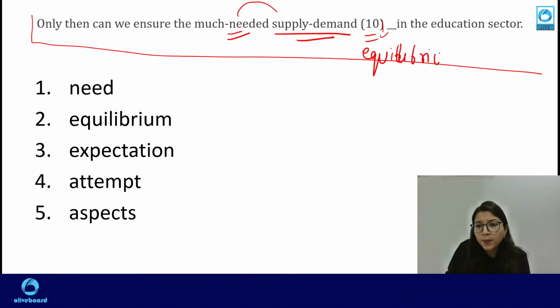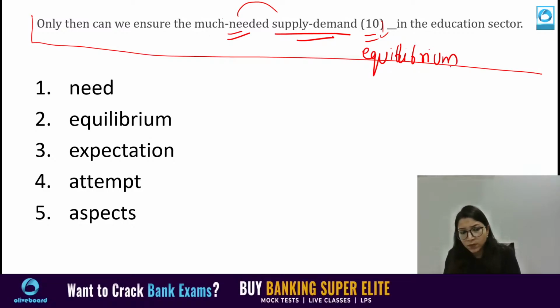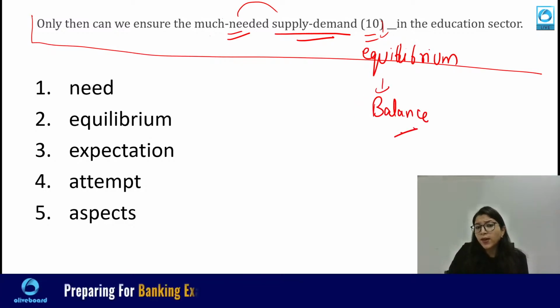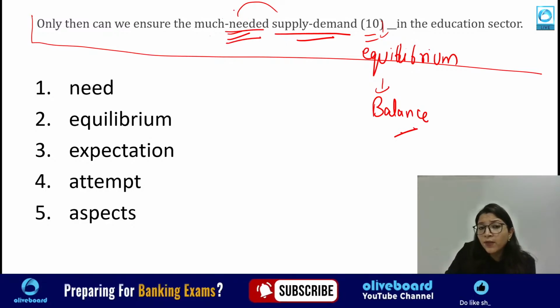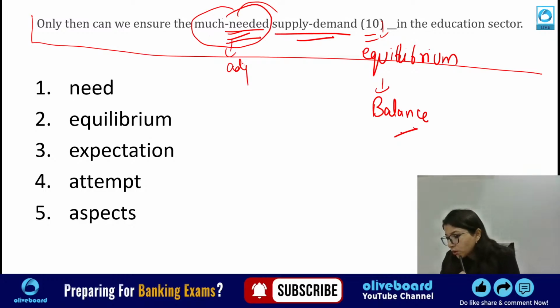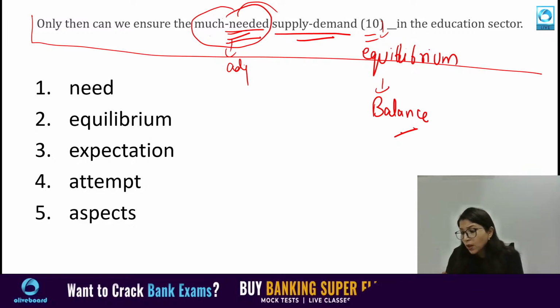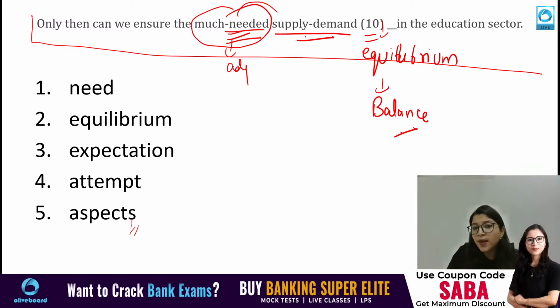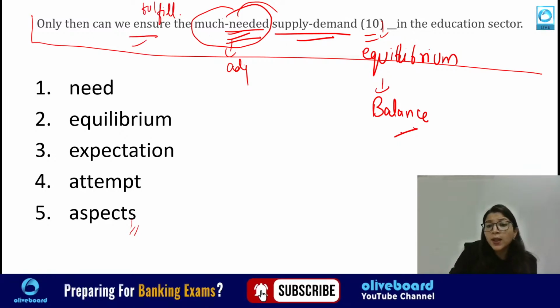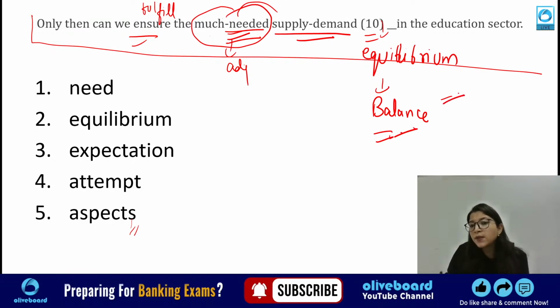Equilibrium. Aspects, no. Simple, we are talking about balance in the education sector. And since the word needed is already given here, much needed, it is already used as an adjective. So need cannot be used. Clear to everyone? Where is the sense of aspects coming from? Supply demand aspects in the education sector, or we can ensure means we can fulfill. What can we fulfill? This balance, supply demand balance in the education sector. Clear to everyone?